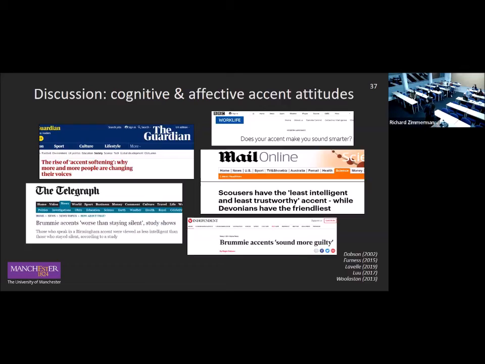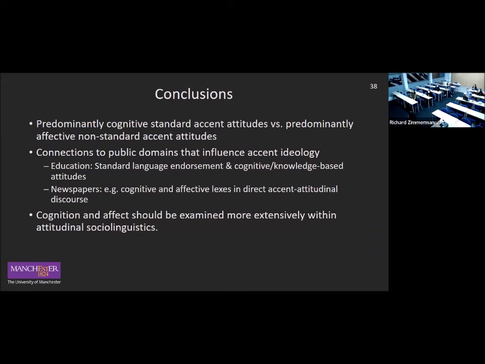To conclude, the study found that it was predominantly cognitive for standard accents and attitudes, but predominantly affective for non-standard accents and attitudes. I also made some connections with some public domains that have been said to influence individual accents and attitudes, accents and ideology generally, education, newspapers. I didn't use any other mass medium, although people like Bookland, for example, are talking about the radio and television. It's just that I chose newspapers as an example of mass media.